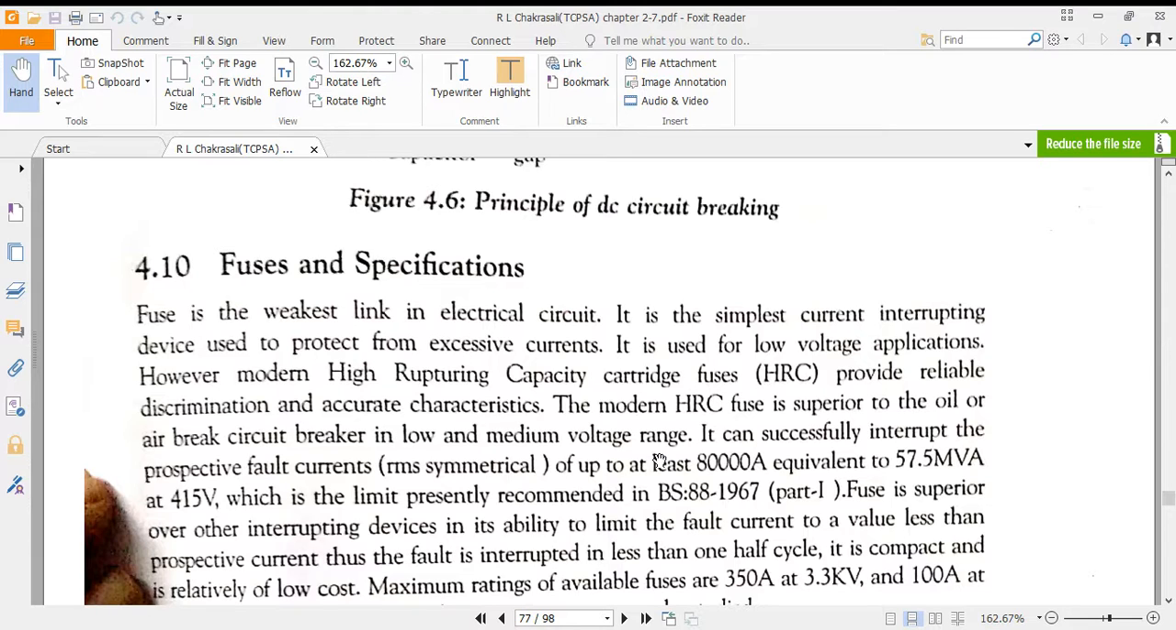Every house is having a fuse along with their energy meter. Fuse is the weakest link in electrical circuit. But unfortunately, in India, what we practice is we put a very heavy wire in the fuse so that fuse doesn't fuse again and again. That is the irony of working with electrical circuits. So that is a practice in India.